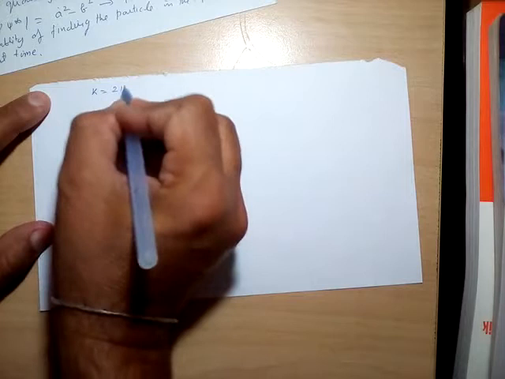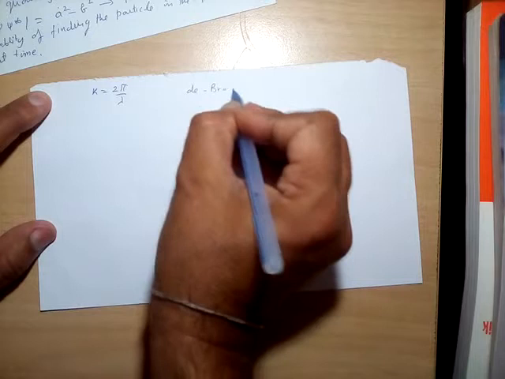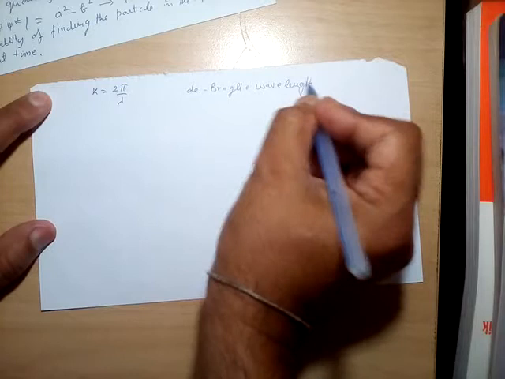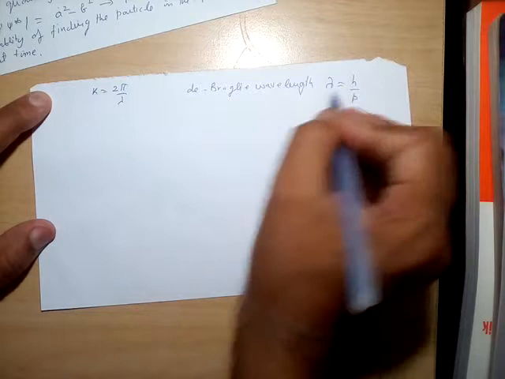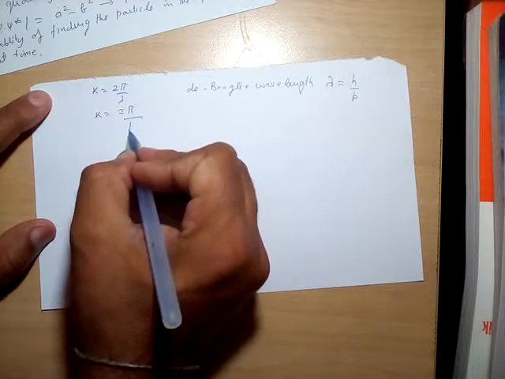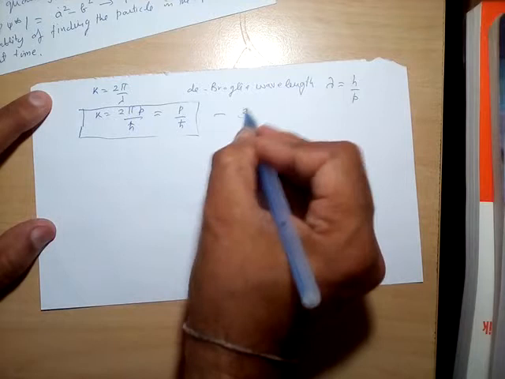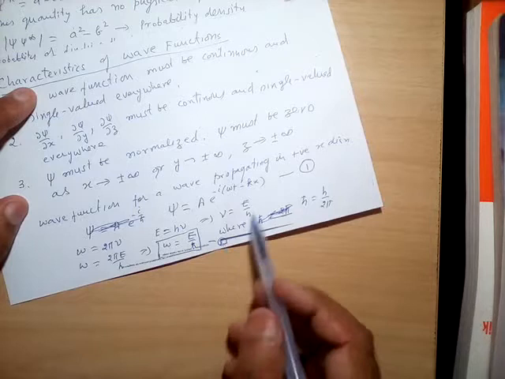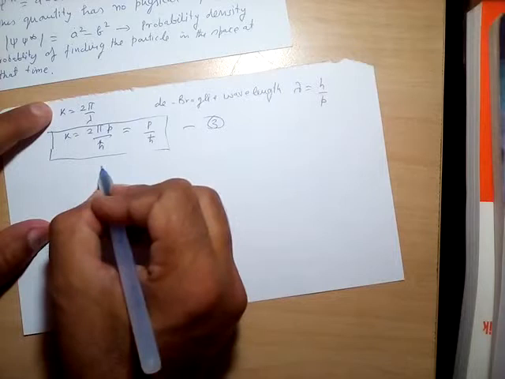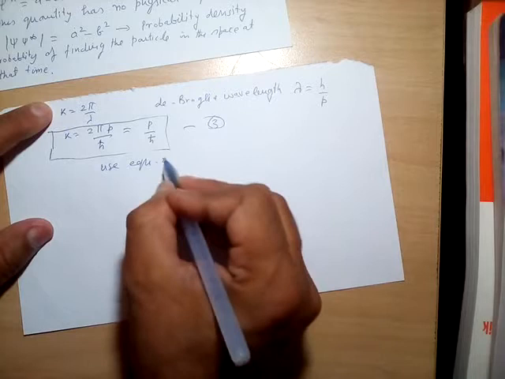And we know the expression for the de Broglie wavelength: lambda is equal to h by p. So we write k is equal to 2 pi p by h, so we can write this as p upon h cross. This is equation number 3. We will use equations 2 and 3 in equation 1.